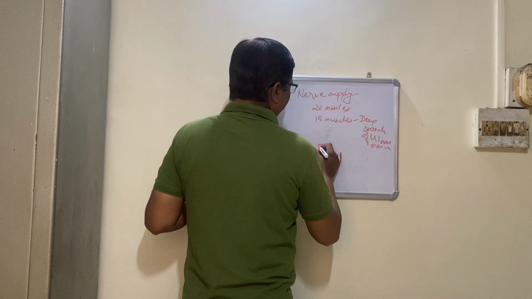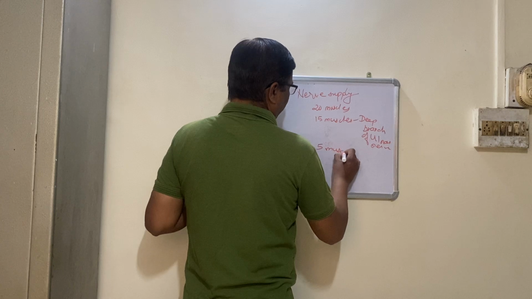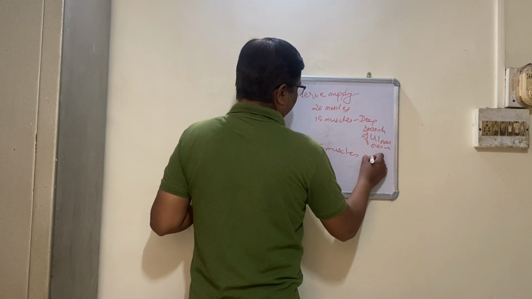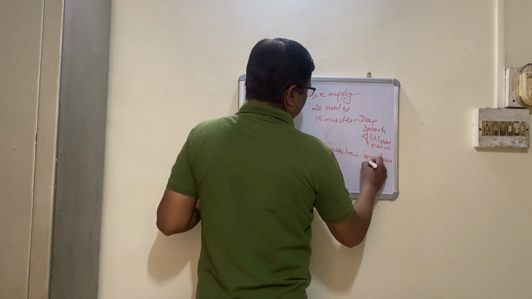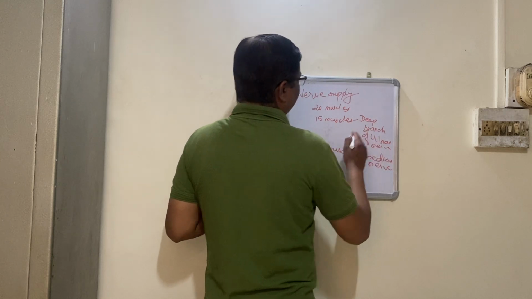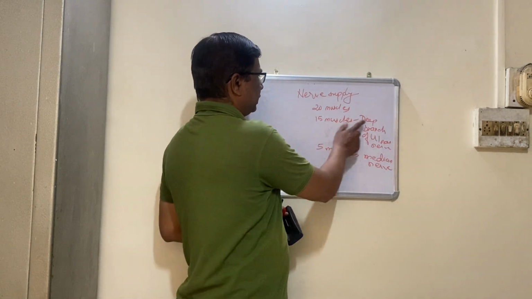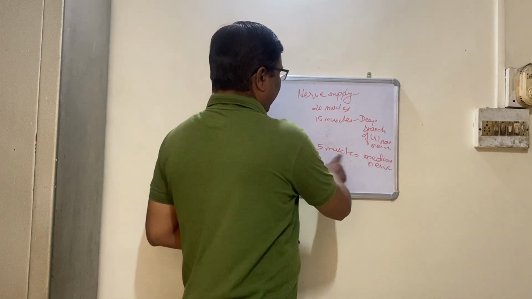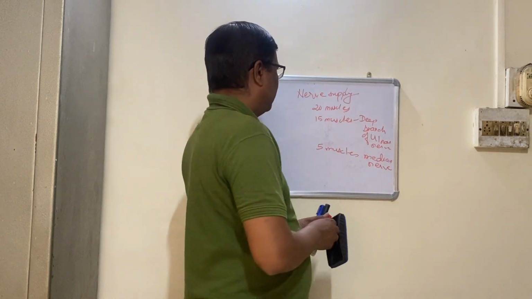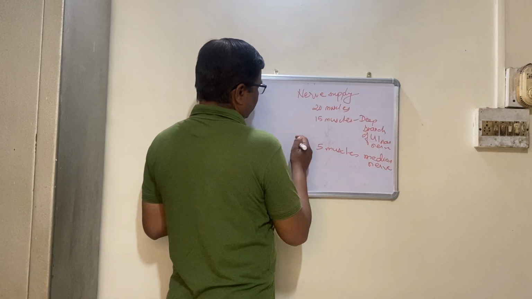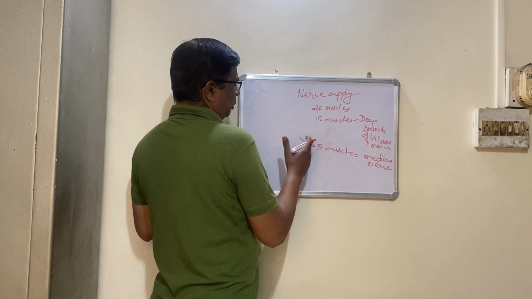Okay, and only 5 muscles are supplied by median nerve. So the ulnar nerve is the main nerve which is going to supply the majority of the muscles of the hand. 15 muscles are supplied by the deep branch of ulnar nerve and 5 muscles are supplied by median nerve. Now let us understand what is simple first. Okay, so 5 muscles.